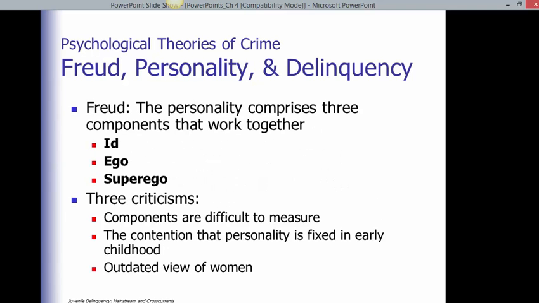Freud, personality, and delinquency. Freud believed there were 3 parts of the personality called the id, ego, and superego that work together. There are 3 criticisms: the components are difficult to measure, the contention that personality is fixed in early childhood, and it has an outdated view of women.